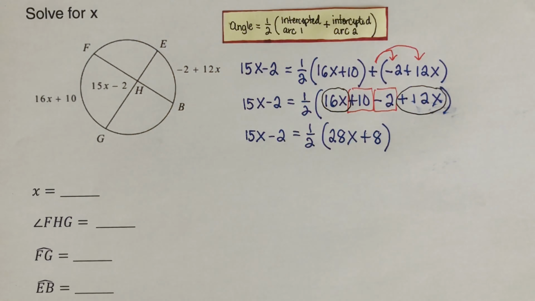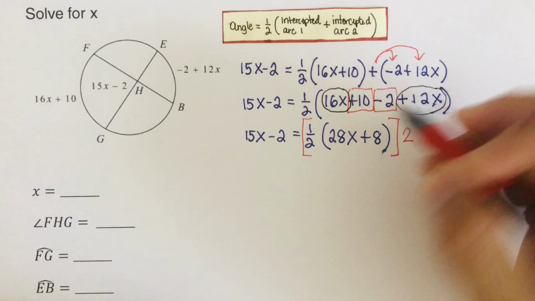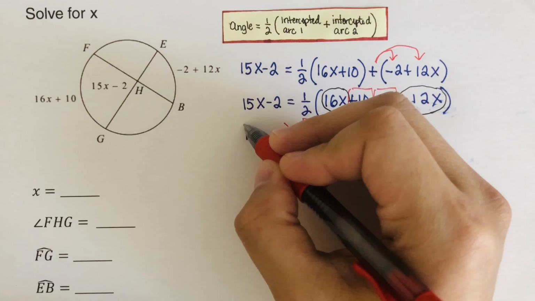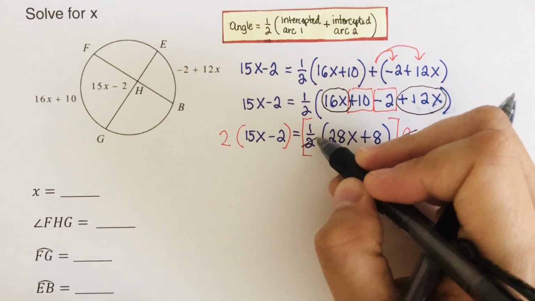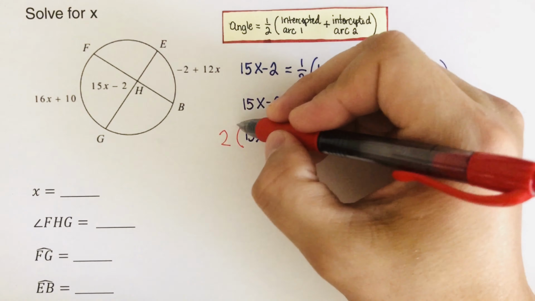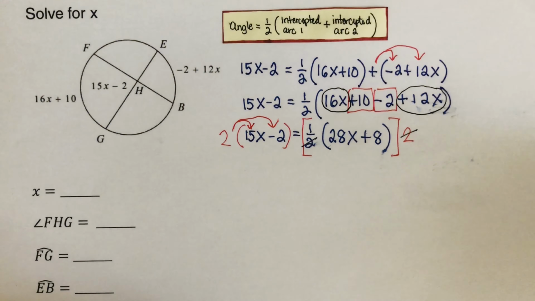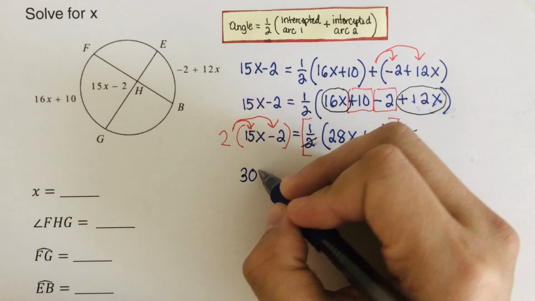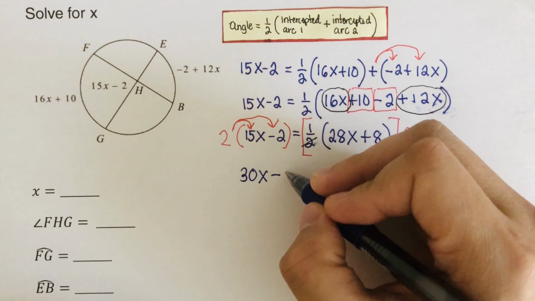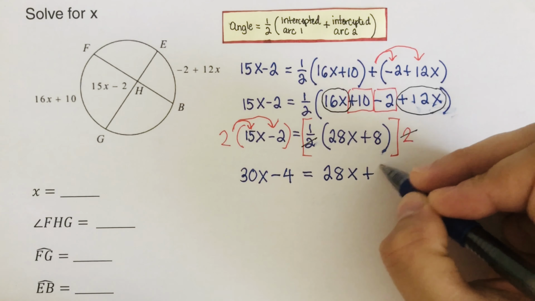And then we want to get rid of the 1/2. We can do that by multiplying both sides by 2. If we multiply 2 to one side, we do the same thing on the other side. So we can cross the 2 out, and we distribute the 2 to each of the terms inside the parentheses. 2 times 15x is 30x minus 2 times 2 is 4, is equal to 28x plus 8.